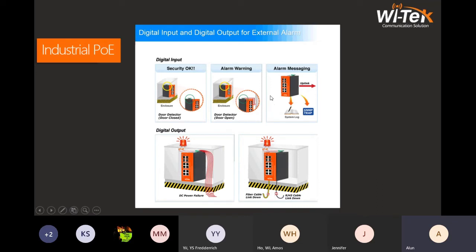And in our industrial PoE switch, we also designed the digital input and digital output, so you can connect any alarm system. For example, in the digital input, you can connect sensors, like temperature sensors or a door detector, and it will detect when the door is closed. It will transmit the command to the switch, and the switch will send the alarm message by SNMP or by the system log. At the same time, you can connect another alarm system by the digital output, so the switch will also start the digital output alarm.